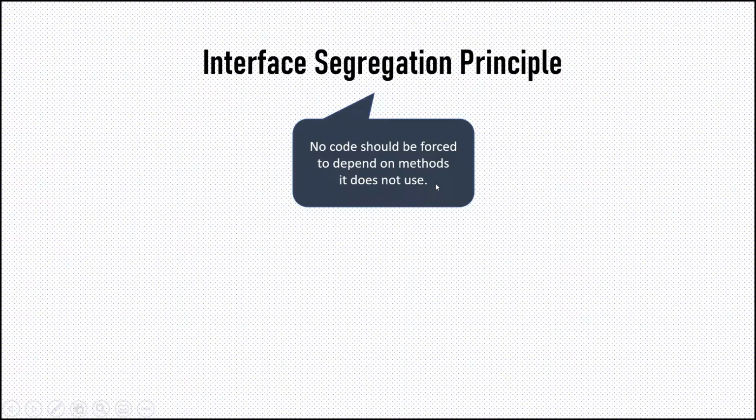So according to ISP, we need to split interfaces that are very large into smaller ones so that the clients will only have to know about the methods that are of interest to them. This principle is similar to the LSP principle which we discussed in my last video. The major difference is that LSP talks about inheritance while ISP talks about interfaces. Now let's understand this principle by the example.